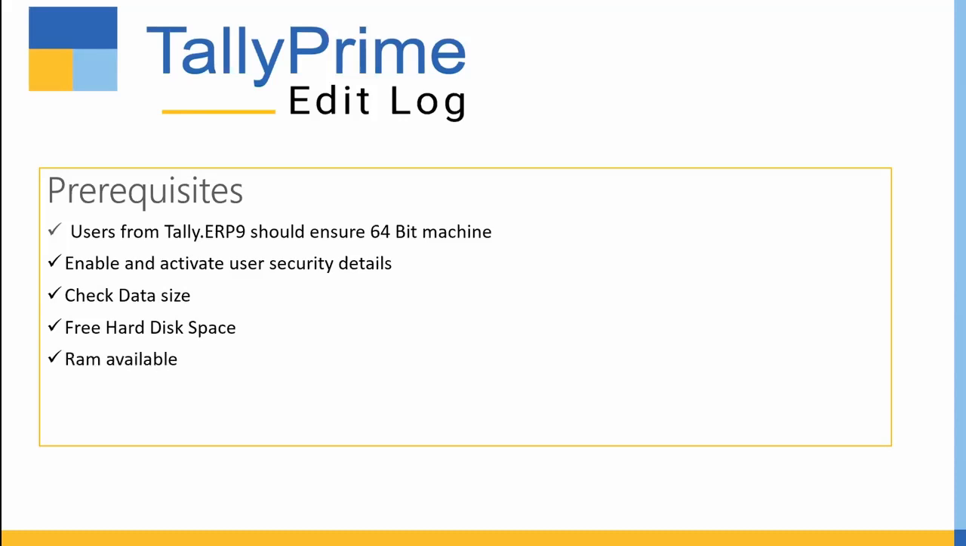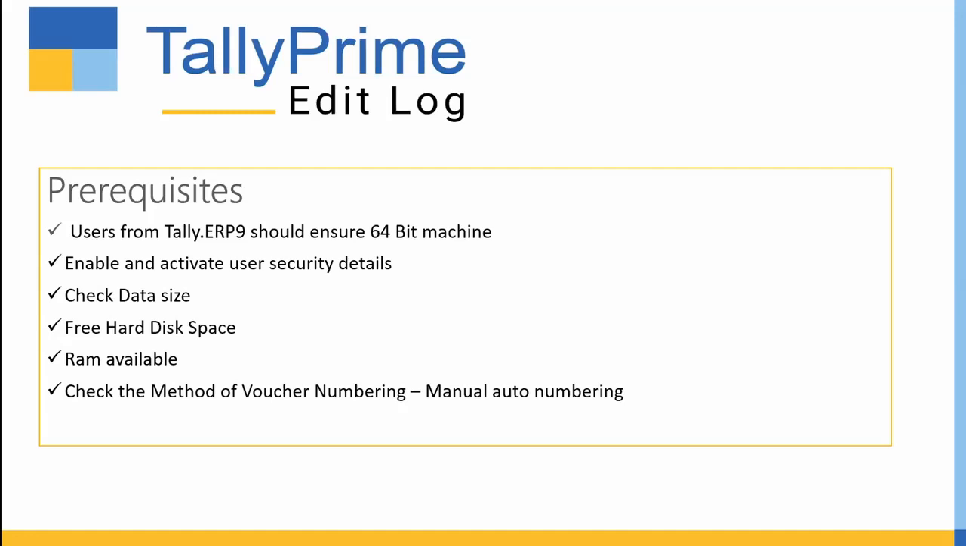Enough RAM should be available. My experience shows that about 2 GB of RAM per user should be thought of. So if you have 8 users in a company, ensure that your server has about 16 GB of RAM. Why am I saying these prerequisites? Because after migration, users should not face a problem.